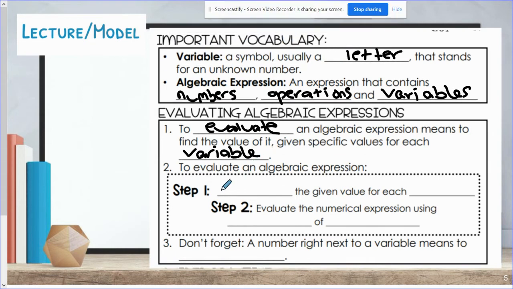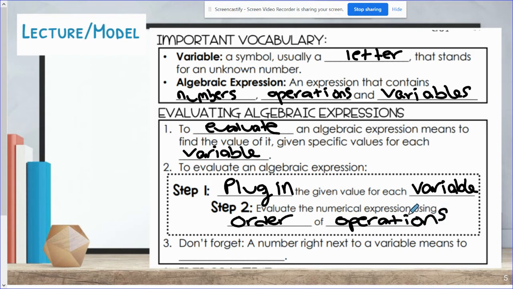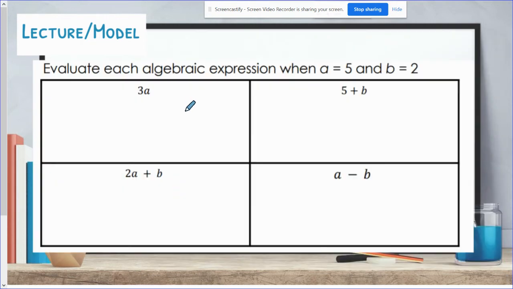So first thing we need to do is plug in the given value for each variable. So if it tells us that x equals 2, we're going to plug in 2 for x, or replace it. After that, we are going to evaluate it using the good old order of operations. And don't forget, a number right next to a variable, so a coefficient and variable together, means to multiply. So just a few reminders here. All right, let's see what this looks like in action.